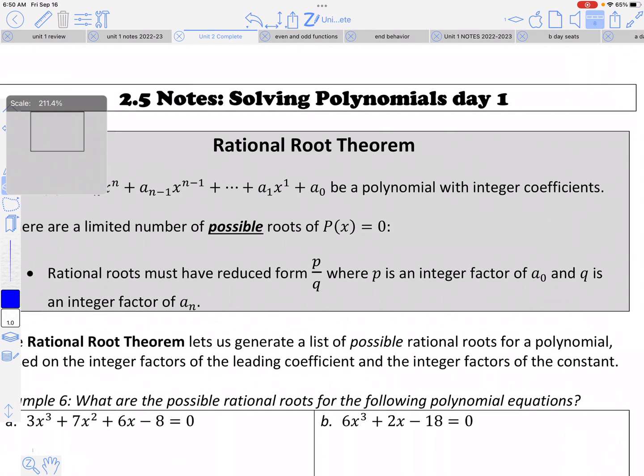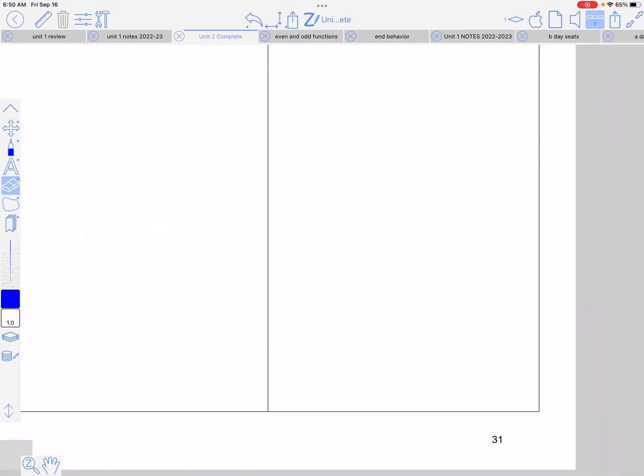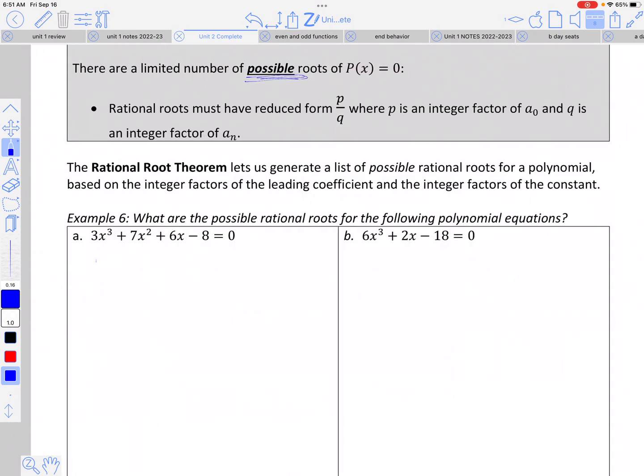So, to begin, we're going to review what we did last class. Last class we learned, by the way, I'm on page 31, so turn there. Last class we learned about the rational root theorem. It's very helpful to give us all the possible roots that could happen, and then we can check them with the remainder theorem. So let's start with that. What are the possible rational roots?